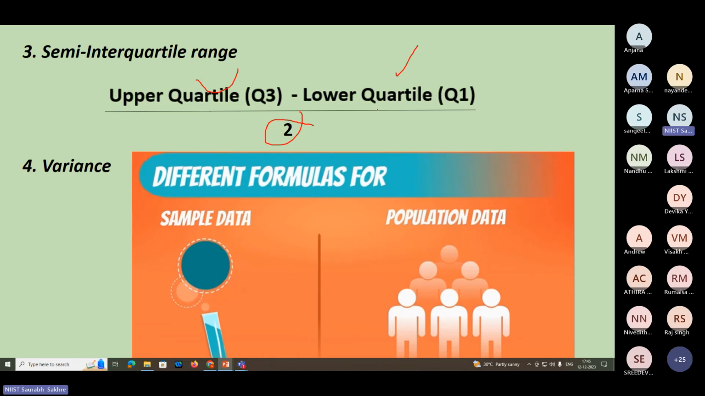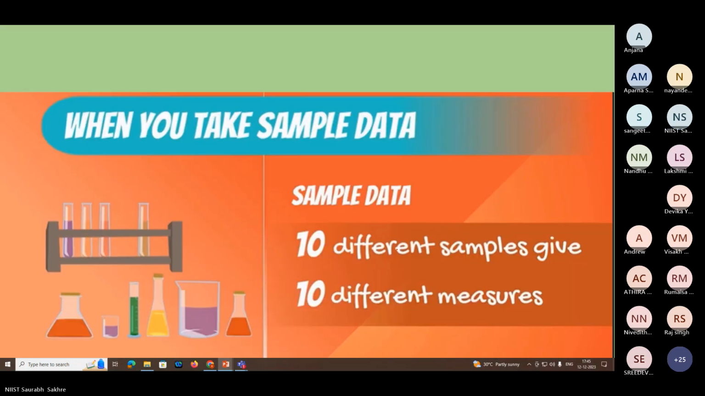Variance. Now for variance, there will be two different formulas. I hope you very well know what a sample is and what a population is. For sample data, the formula for variance will be different. For population data, the formula for variance will be different. When you take sample data, you very well know that 10 different samples may give us 10 different values or measures.